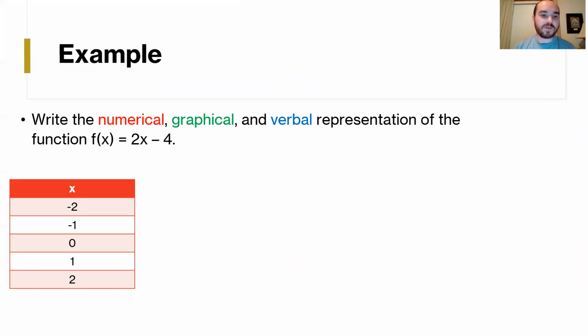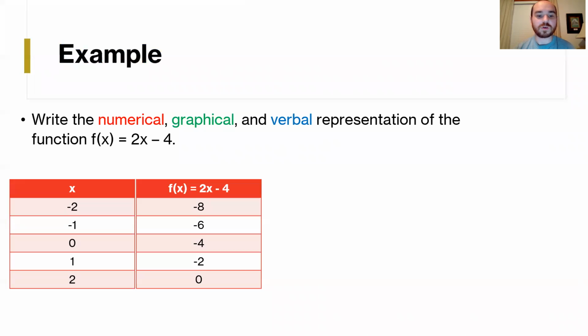So then when we do our f of x, we're just plugging in those numbers. So the first time you do x -2, or f of -2 equals 2 times -2, which is -4, minus 4, which is -8. And then you'd have f of -1 is 2 times -1 minus 4, which is -6, and -4, and then -2, and then 0.